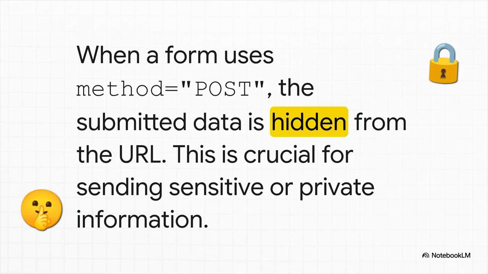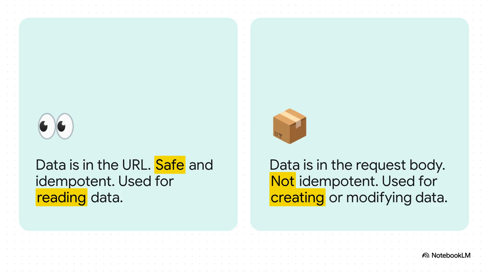When you fill this out and hit submit, you'll notice something really important. The URL in your browser, it doesn't change. It's clean. The data isn't there. So where did it go? It went into something called the request body, and this right here is the fundamental difference between GET and POST.